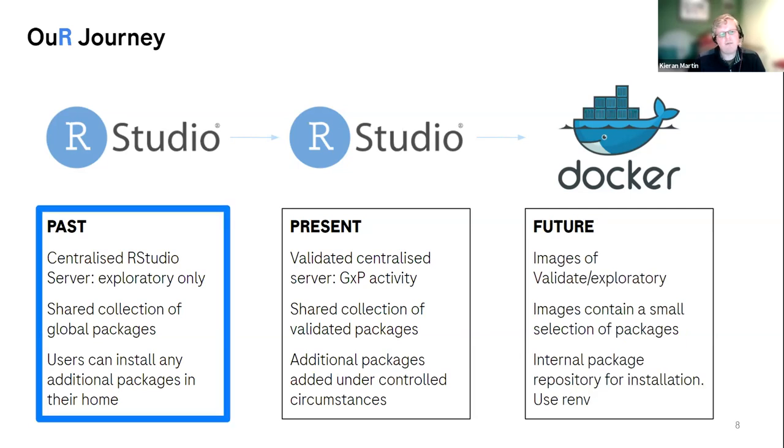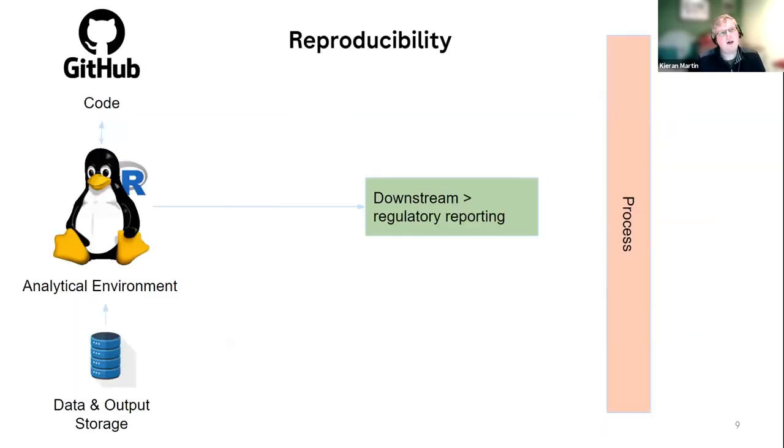So focusing on that for a second, that leads me into talking about reproducibility. This is the kind of environment that the exploratory world looks like, and also the validated one as well. We have a Unix server with R on top of it, which is reading data from some storage portal, and the code is then managed via GitHub. Then the outputs are sent to either R Shiny or down to some regulatory reporting process, which we're not going to worry about too much today.